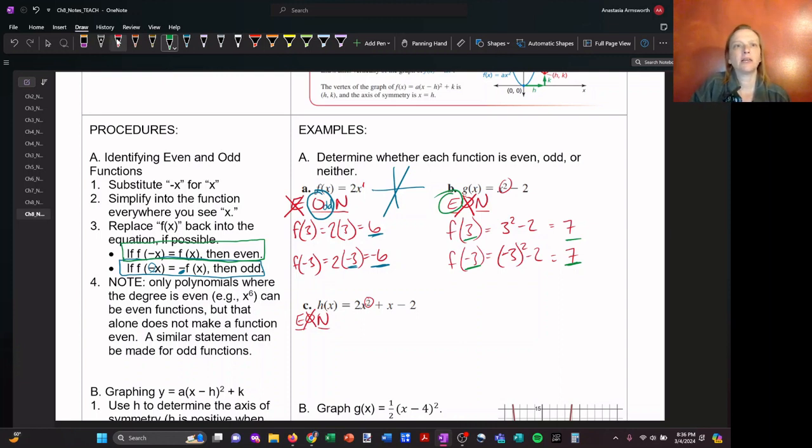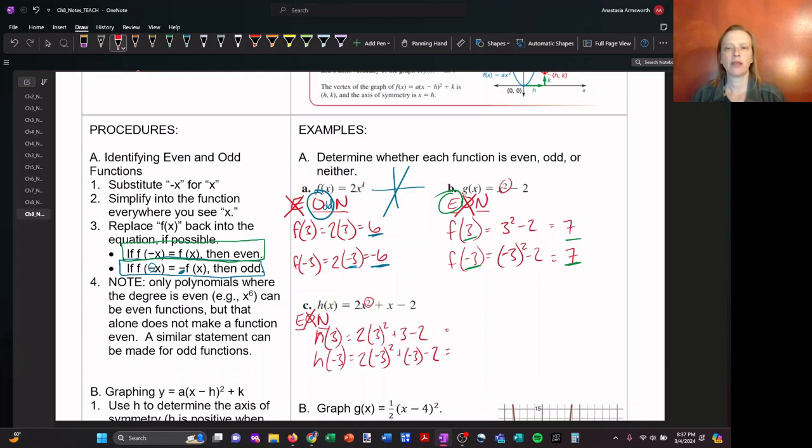Let's look at a last example here. If we do h of 3 versus h of negative 3, what do we get here? Here we have 2 times 3 squared plus 3 minus 2. And here we have 2 times negative 3 squared plus negative 3 minus 2.